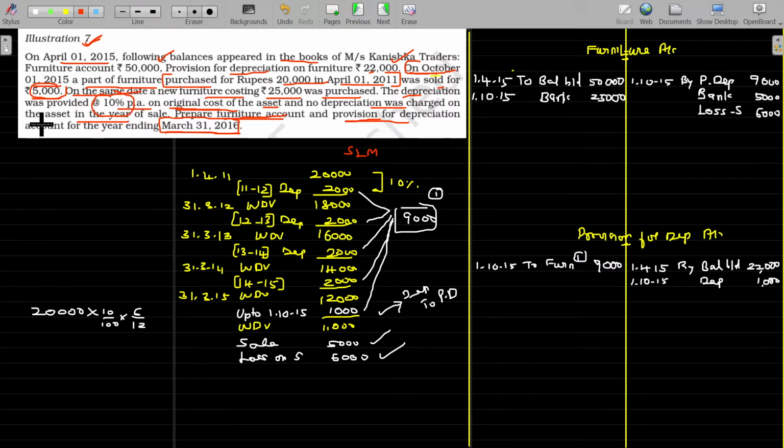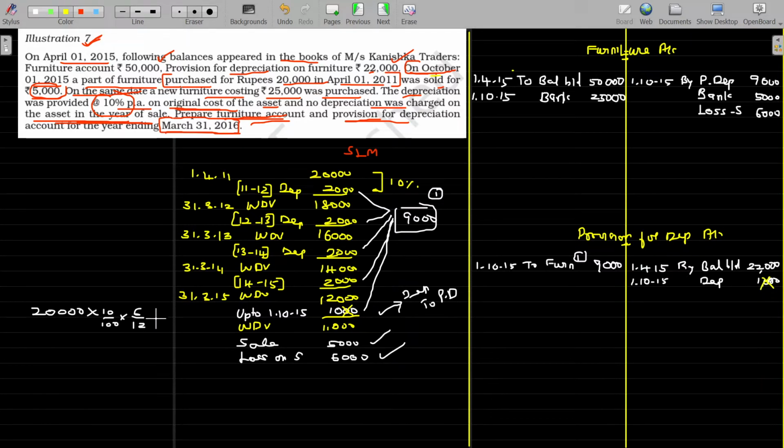See, this information I had not noticed. Which information? The last one. For the assets sold, the depreciation in the year of sale is not provided. Okay. Prepare the furniture account and all as usual. As per this instruction, you need not provide the depreciation for the year in which the sale happened.